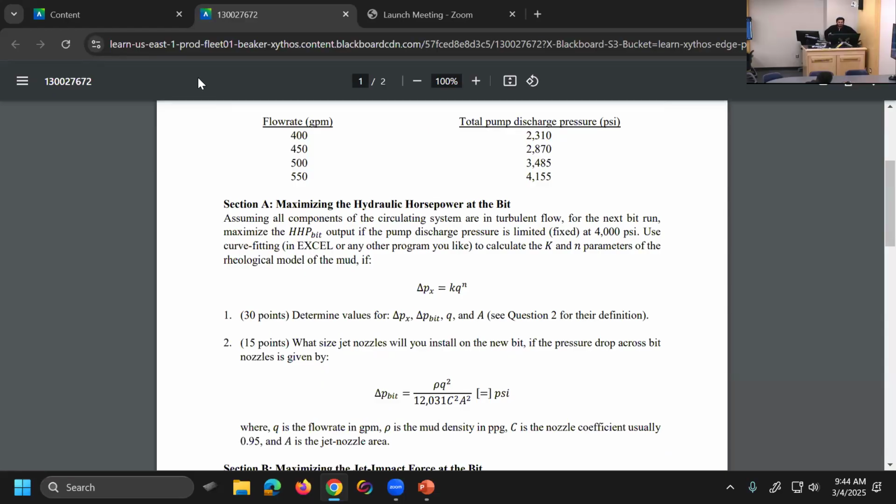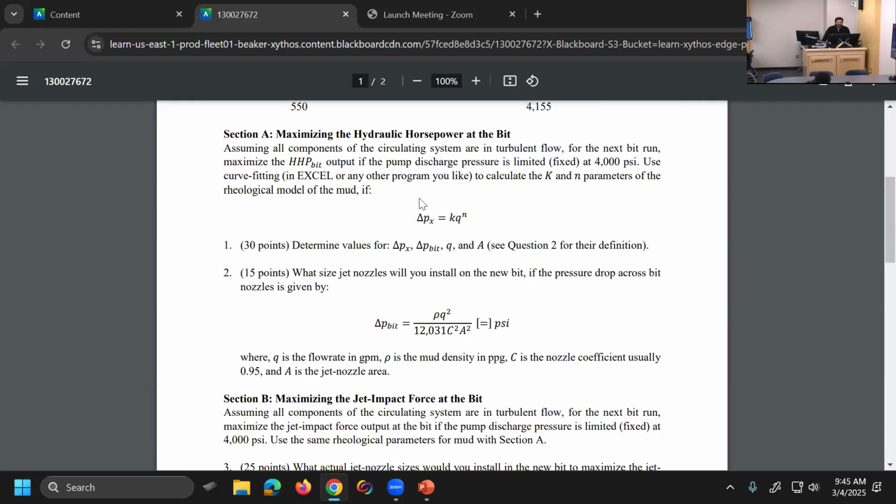Section A, maximizing the hydraulic horsepower at the bit. Assuming all components of the circulating system are in turbulent flow for the next bit run, maximize the hydraulic horsepower on the bit if the pump discharge pressure is fixed at 4,000 psi. Use curve fitting in Excel or any other program you like to calculate the K and N parameters of the rheological model of the mud, if delta Px, that's the frictional losses, is equal to capital K Q^n. Determine the values for delta Px, delta Pbit, Q, and A. See question 2 for their definition. That's question number 1.